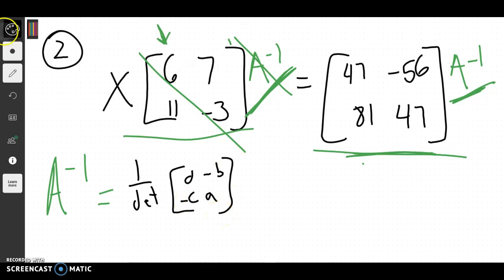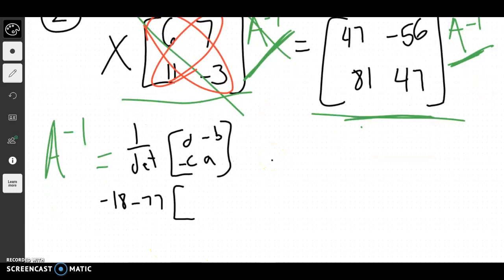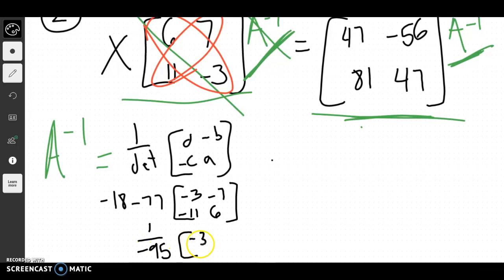So let's find the determinant. You find the determinant by multiplying the diagonals and subtracting them. When you do this, you'll get negative 18 minus 77. And then we want to flip these things, so I'd have negative 3 up here, 6 down here, and negative 7 here, and 11 here, or negative 11 here. Which this would become 1 over negative 95, negative 3, negative 7, negative 11, and 6.